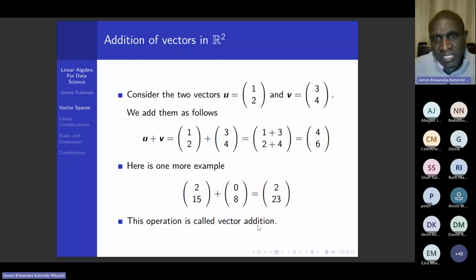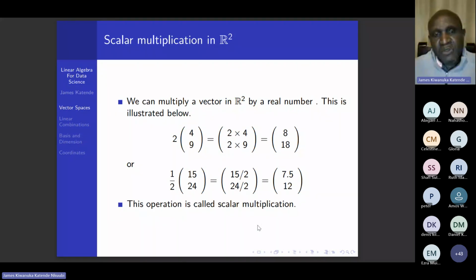It's not just integers that can be in the vectors, they can also have other types of numbers. Any real number can be in the vector. I think it's just convenient to write integers, but any other real number can be there. The second operation you have is to multiply the vectors by a real number. For instance, we have this vector 4, 9, we multiply it by 2, and that is as simple as multiplying every element by 2. And our result is 8, 18.